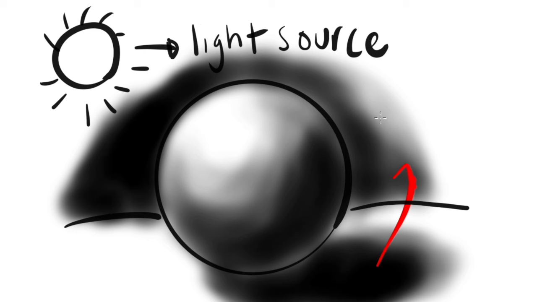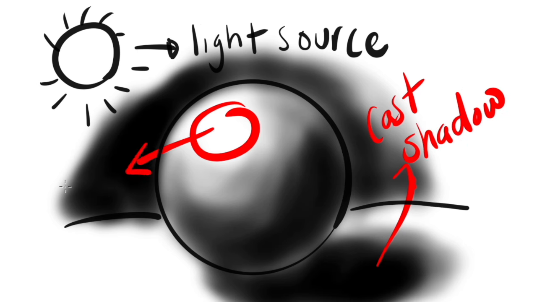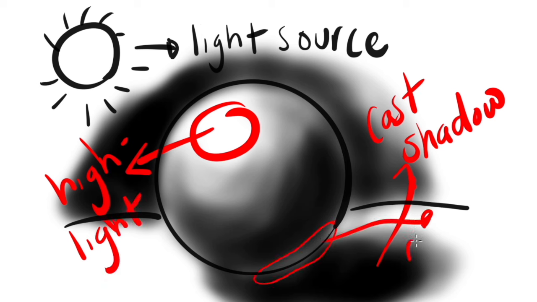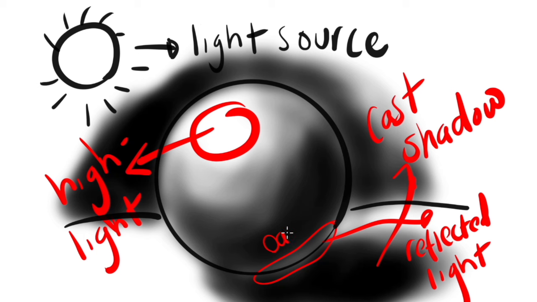Let's label this drawing. So this part is the cast shadow. This bright white is known as the highlight. Right here, this little bit of light is called the reflected light. It's light that bounces up from the ground to create a little bit of highlight. Also pay attention to the way the shading gradually blends from light to dark, and it's in the shape of the sphere, so it's kind of rounded like a crescent moon.